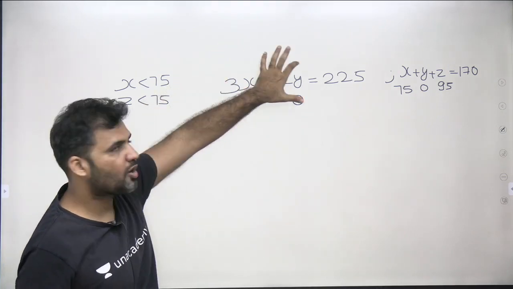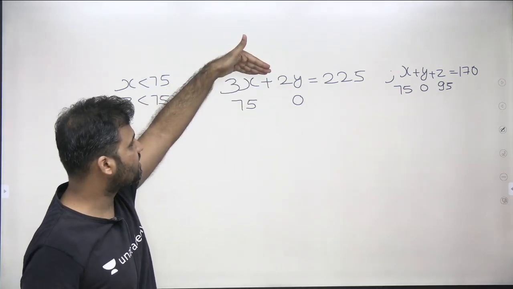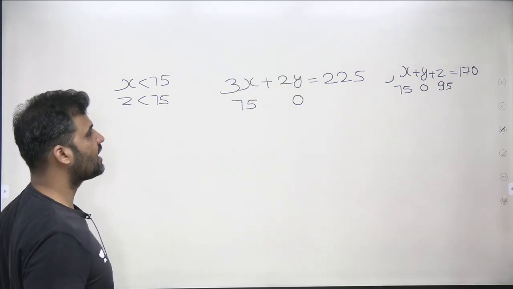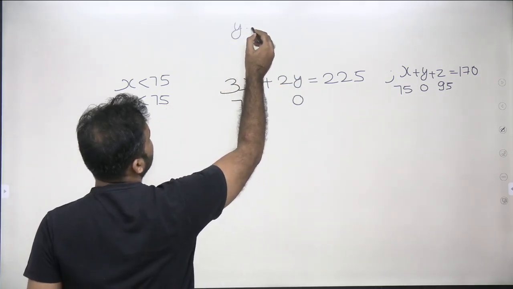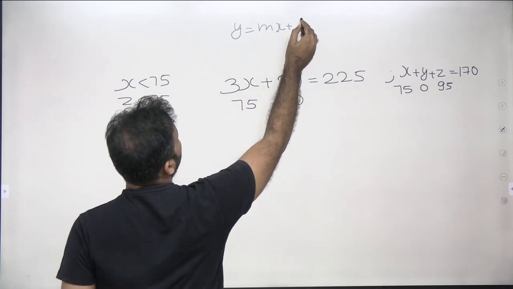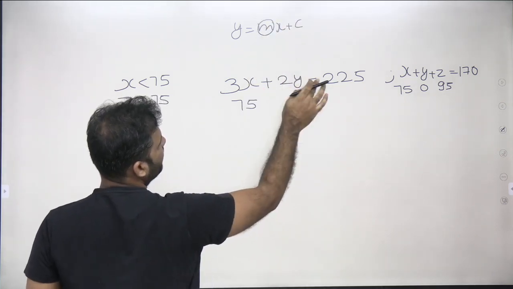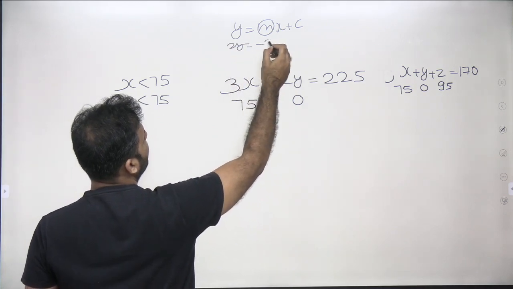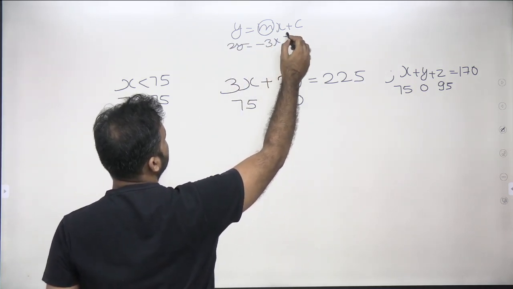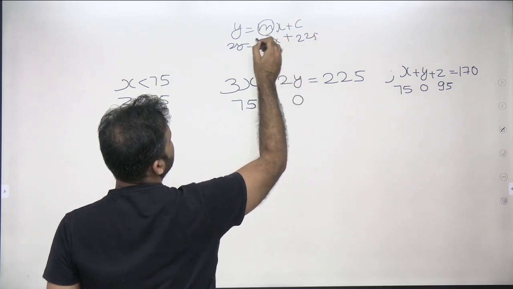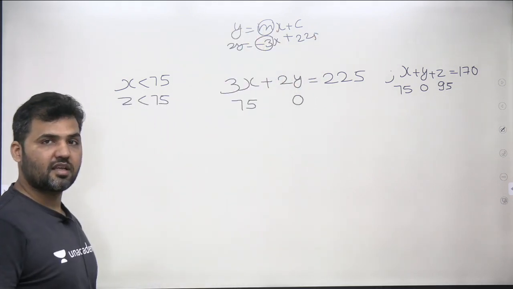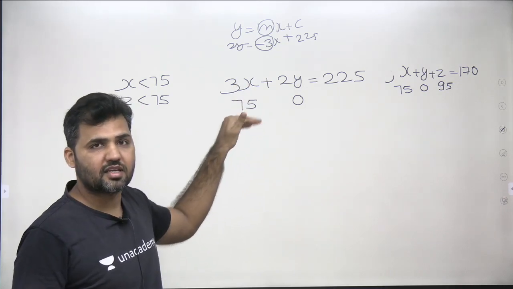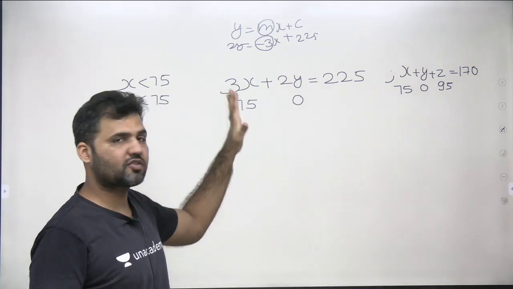Now look at the slope of this line. You see that this line is a decreasing line. Why decreasing? Because slope is negative. Why is it negative? Because a linear equation is represented as y is equal to mx plus c. This is the slope of the line. If you represent this equation in terms of y, you see that 2y will be equal to minus 3x plus 225. So slope is negative here. Negative means if I increase the value of y, x will keep on decreasing. If I decrease y, x will go up.